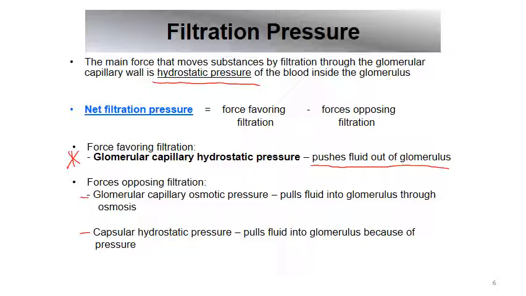The glomerular capillary's osmotic pressure pulls fluid into the glomerulus, and so this kind of uses osmosis, because inside the glomerulus, osmotic pressure is higher, so it pulls the water in. And the capsular hydrostatic pressure pushes the fluid into the glomerulus also, but this is then due to the pressure.